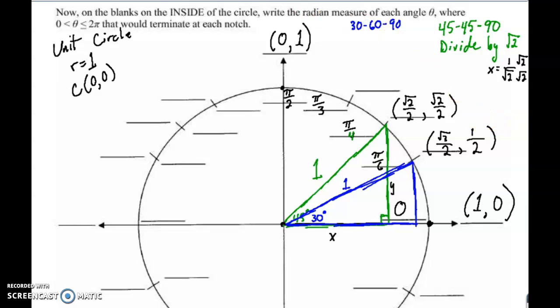And I can do the exact same work for pi over 3. Just changing colors a little bit for you. Because the degrees for pi over 3 is 60 degrees down here, which means up here is 30 degrees, which means it's still a 30, 60, 90 triangle. And the main difference then is the x and y coordinates switch from pi over 6. And I covered that up by accident in explaining that.